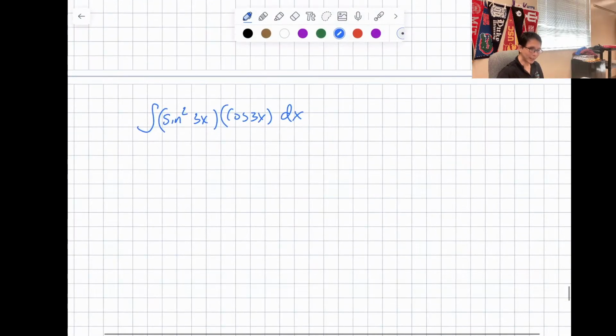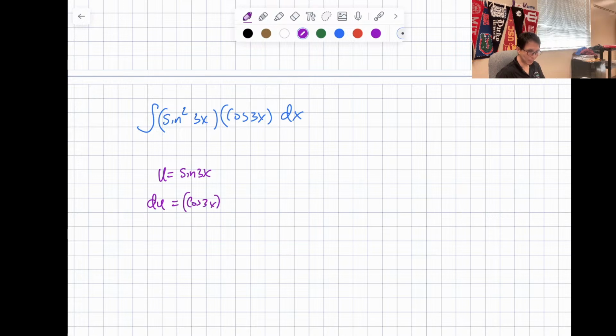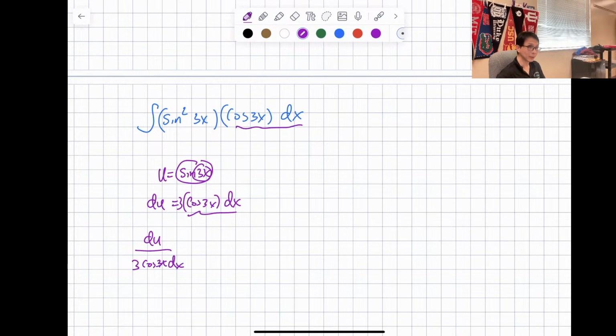So what I did is I set u equal to sine of 3x like Noreen did. But the problem is Noreen made a mistake: when you take the differential, it should be cosine 3x times 3 dx. Why? Because there were two layers. Does that make sense? So du equals 3 cosine of 3x dx. Why? Because this part is this part, right?